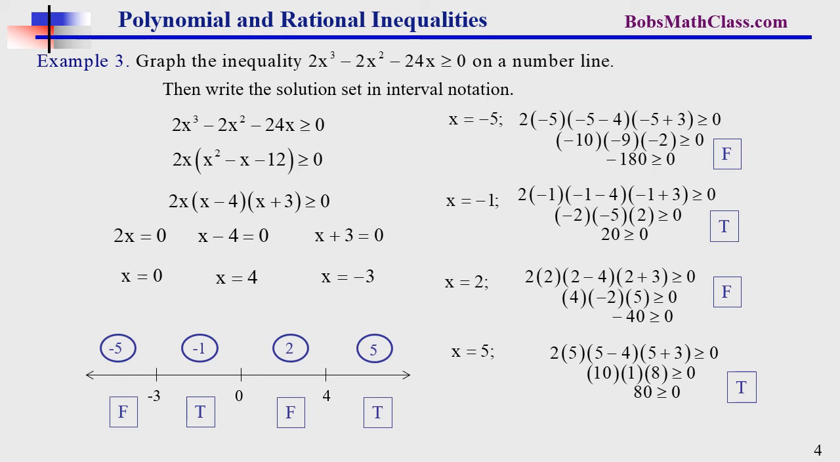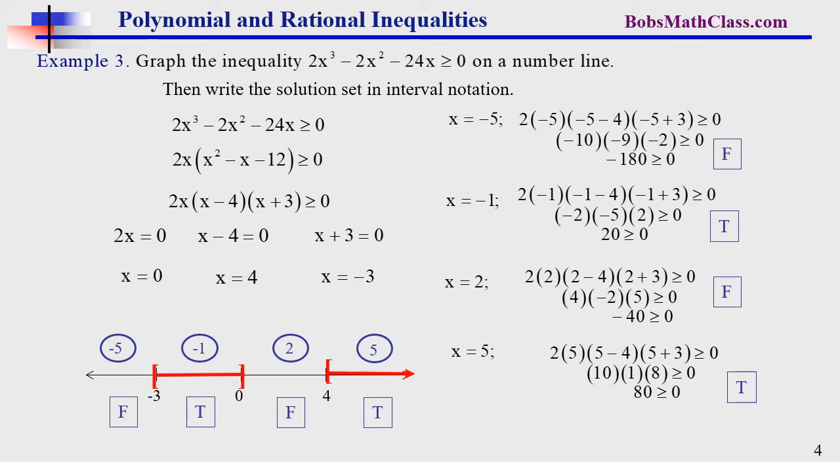Okay, so it goes false, true, false, true. So which ones are you going to shade? Well, we shade the true, right? So you're going to shade between negative 3 and 0 and greater than 4. And then brackets or parentheses? Right, brackets.